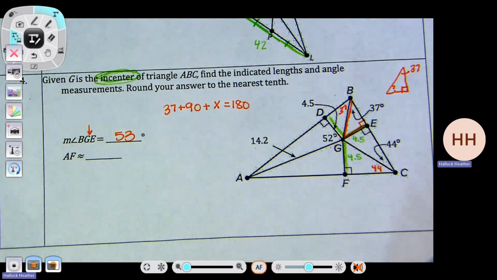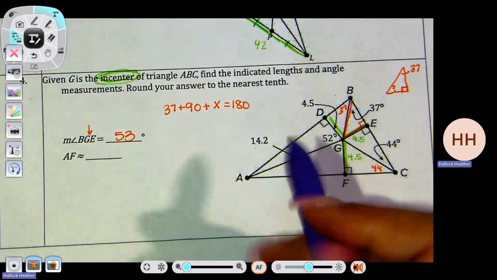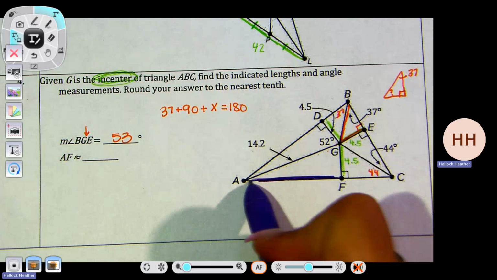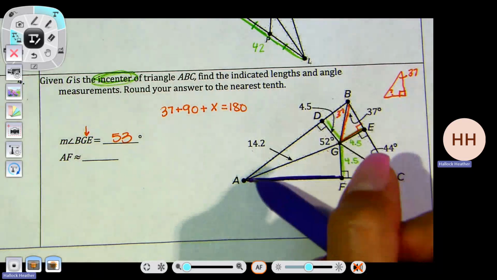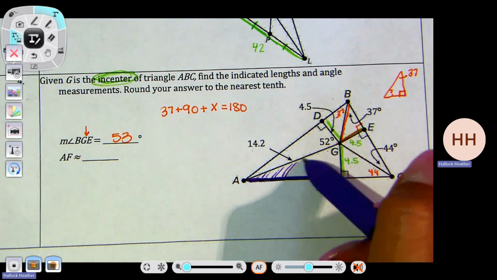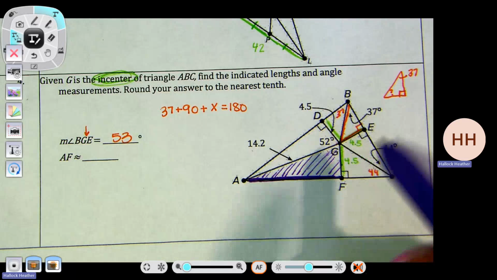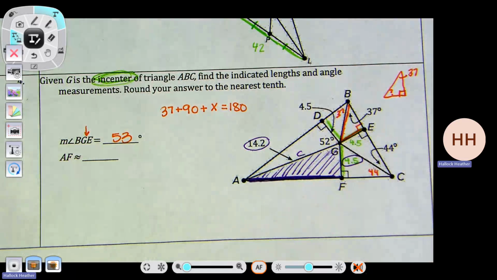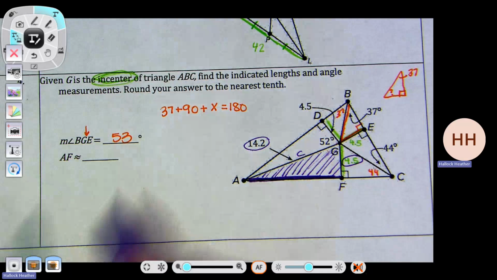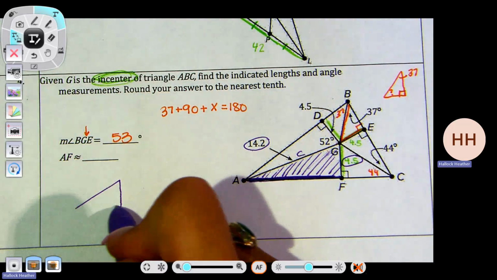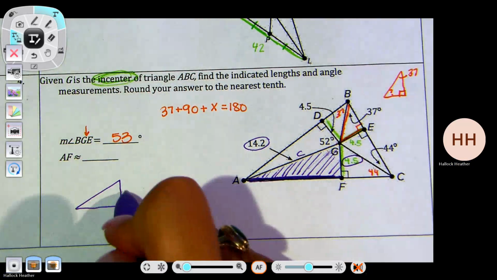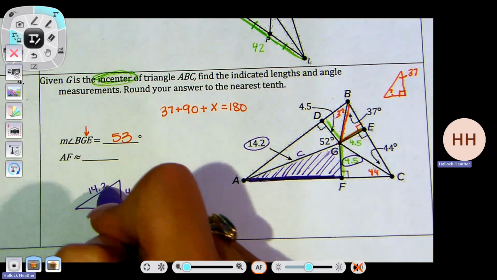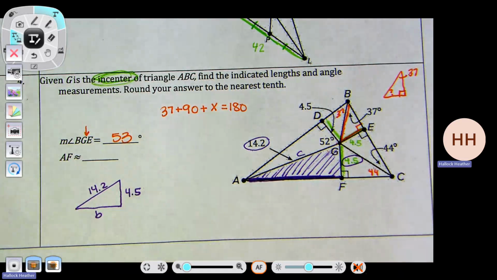For A to F is this piece. There is no number down here, so we need to figure it out using the Pythagorean theorem. So if I shade in this triangle, I know the height is 4.5. I know the C, the diagonal, is 14.2. So I'm using the Pythagorean theorem to find A to F. The height is 4.5. The hypotenuse is 14.2. So I'm trying to find the base or the bottom.